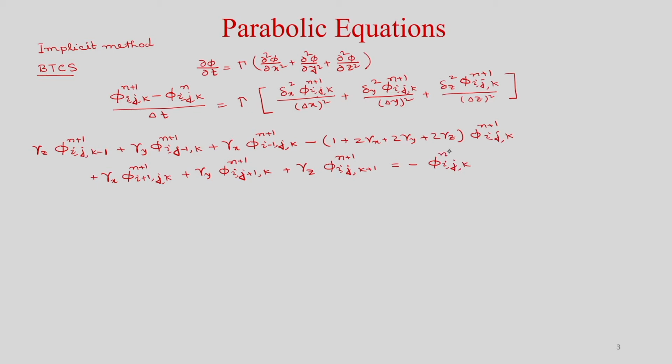So, this is known from the previous time level, and similarly we define gamma x equal to gamma delta t by del x square, gamma y equal to gamma del t by del y square, and gamma z as gamma del t by del z square. Obviously, this scheme is unconditionally stable, and the order of accuracy is first order in time and second order in space.